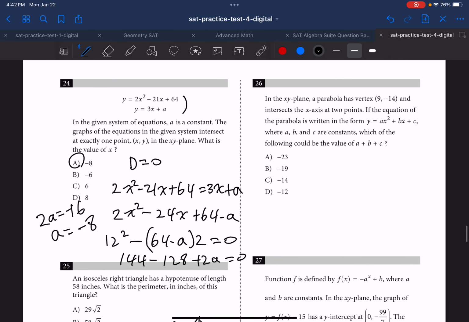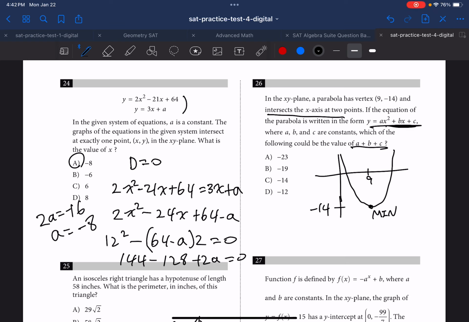Question number 26. The parabola has a vertex of 9, negative 14 here, and this equation is ax squared plus bx plus c, and it intersects the x-axis at 2 points. So in order for this graph to intersect the x-axis at 2 points, it has to go upwards. And this will be the min. And the following could be the value of a plus b plus c.